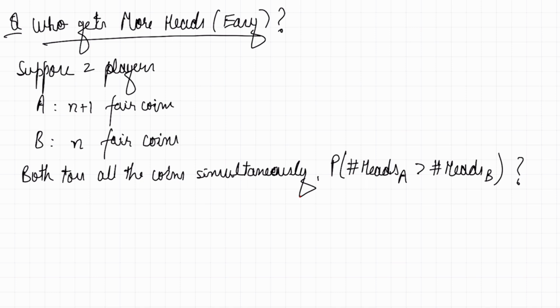Okay, so A has one more fair coin, and what happens now is both of them toss all the coins simultaneously. So they just grab all the coins and toss them in the air and see how they fall. And the question asks us, what is the probability that the number of heads A gets is greater than the number of heads B gets? One important thing to understand and highlight is it's greater, not equal. Okay, and we're going to be using that.